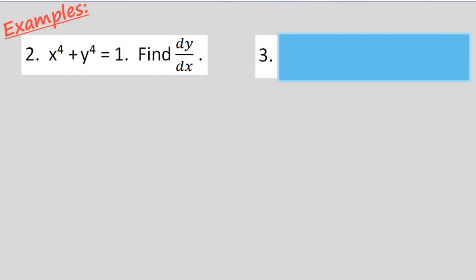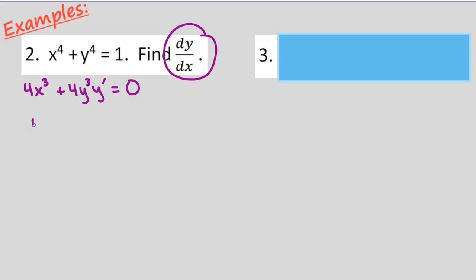Now, we're not always going to analyze these graphically, but for that last problem, that was a good one to do that. Okay, here's another equation. Find dy dx. So we take the derivative of the left and we take the derivative of the right. The derivative of x to the fourth is 4x cubed. The derivative of y to the fourth with respect to x is 4y cubed times y prime, and the derivative of 1 is 0.